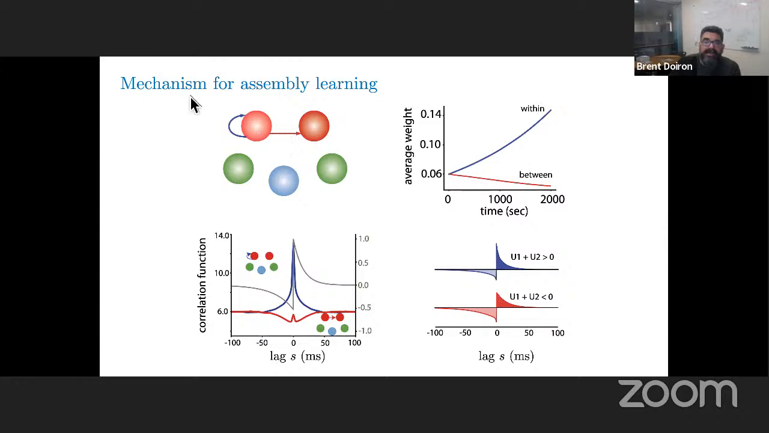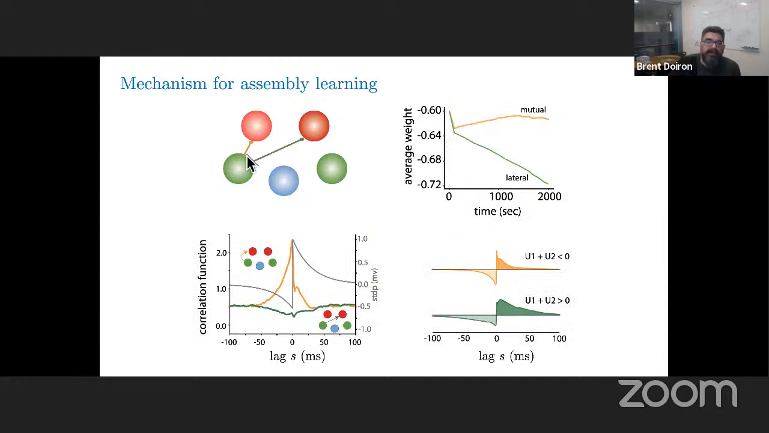That's what's happening for these connections. So how is that actually happening? Why are we getting strong correlations within assembly that drive potentiation and strong anti-correlations between assemblies that drive depression? So now let's look at these synapses here.